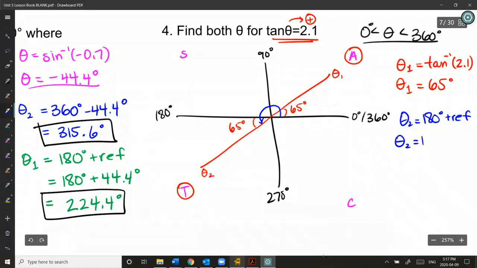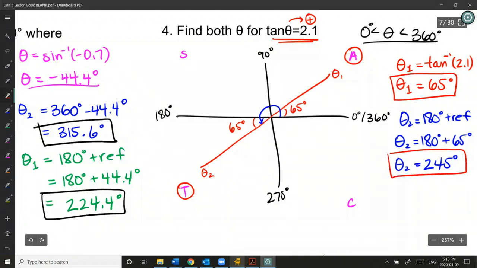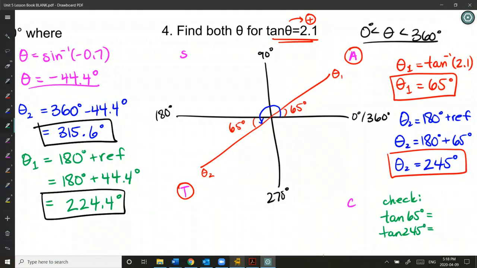Remember, it always has to be an angle between 0 and 90. That's your reference angle. So we should get approximately 245 for the second angle. Okay, again, do a check of your answer by calculating tan of 65 and tan of 245. It will be off a little bit, but it should be very close to 2.1.